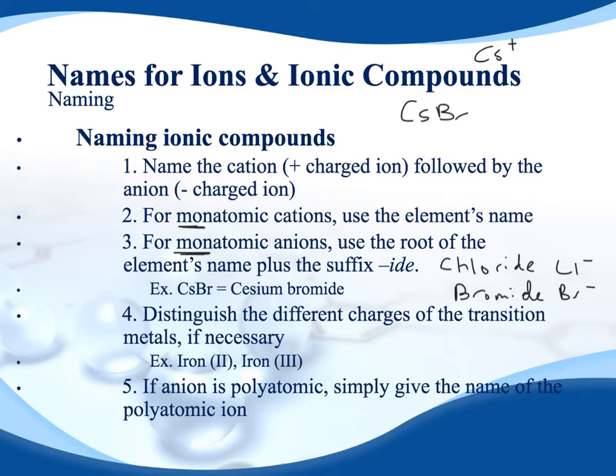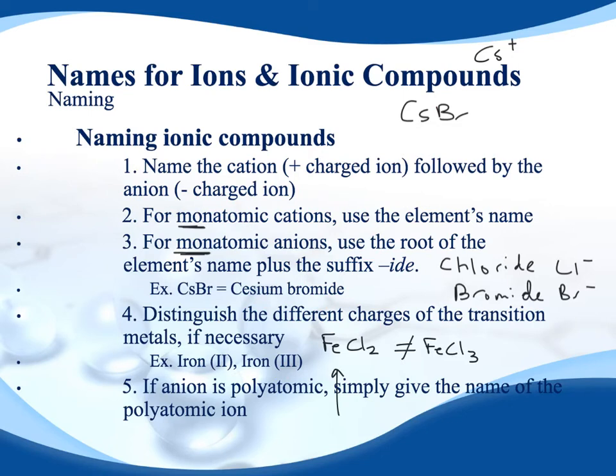If you have a transition metal, you need to distinguish the different charges of the transition metals if necessary. You need to include its charge, because if you look at your periodic table, you would note that they can have multiple charges. So for instance, the compound FeCl2 is not the same thing as FeCl3. They behave very differently. They look very different. So you need to distinguish when naming these.